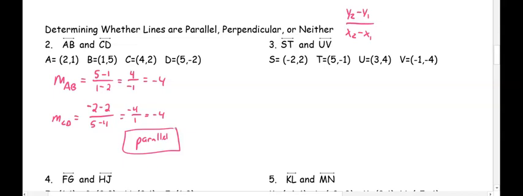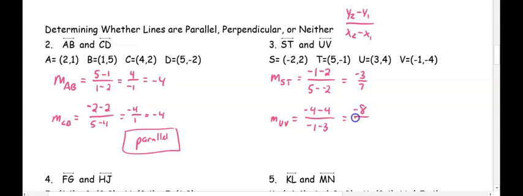In number 3, we want to find the slope of ST. So we have -1 minus 2 over 5 minus -2, so that gets us -3/7. For the slope of UV, we have -4 minus 4 over -1 minus 3, so that gets us -8 over -4, which reduces to 2. They are not the same slopes, they are not opposite reciprocals, so this is neither.